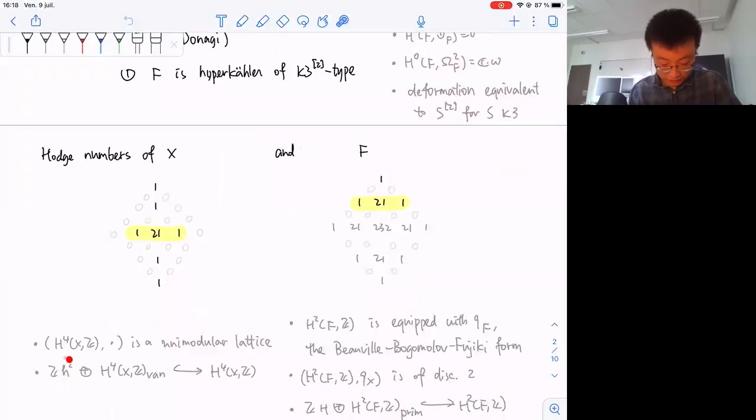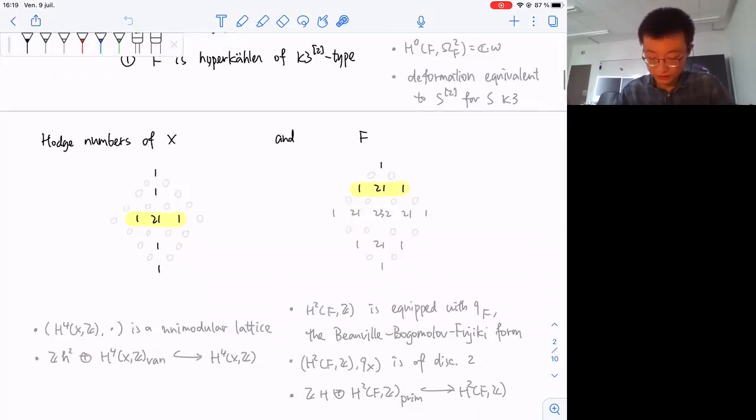And there's a class here. This is the complete intersection of two hyperplane sections, and this is always algebraic. So I will take the orthogonal complement of this class. This is what is usually called the vanishing cohomology. And since the whole H^4 is of type 1, 21, and 1, this part here will have 1, 20, and 1.